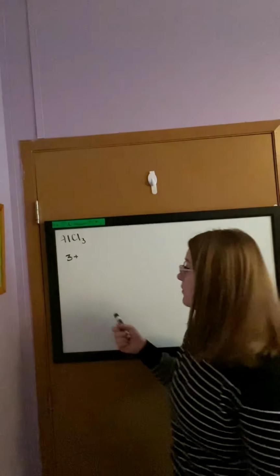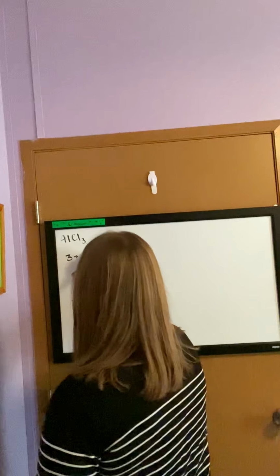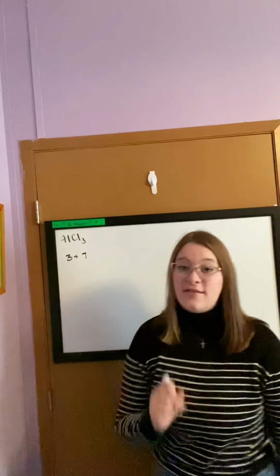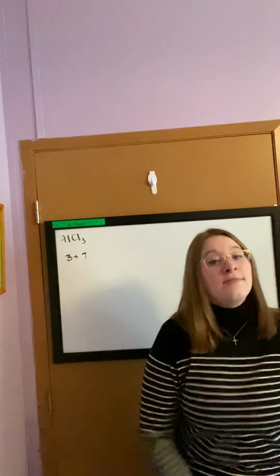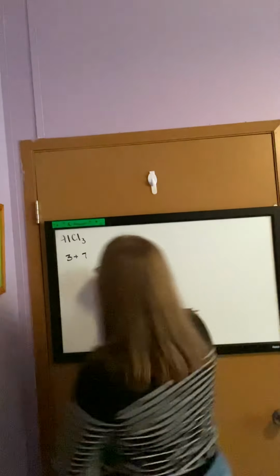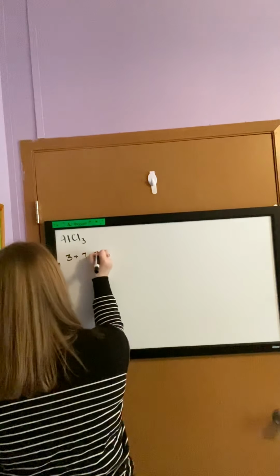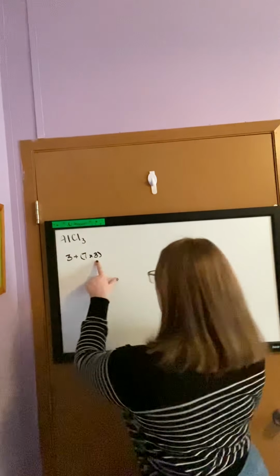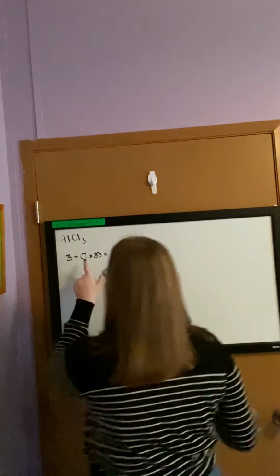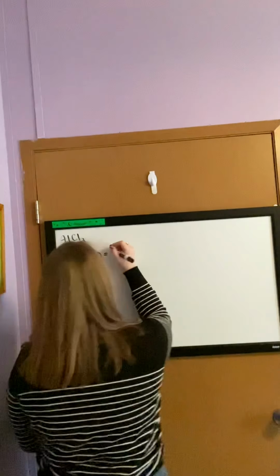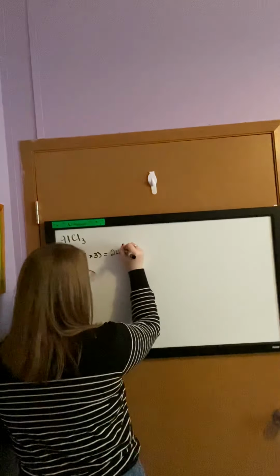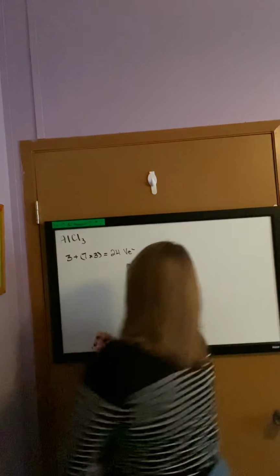In order to do this, we are going to take 7, because chlorine has 7 valence electrons, and we are going to multiply it by 3, because there are 3 chlorines. So 7 times 3. Now we are going to add these together. So 7 times 3 is 21, plus 3 is 24 valence electrons. So much like the other example with the same amount of valence electrons.